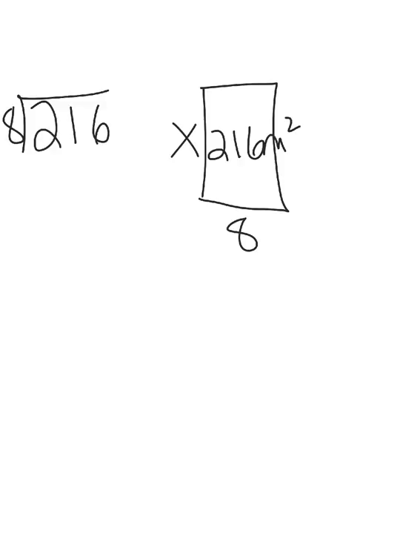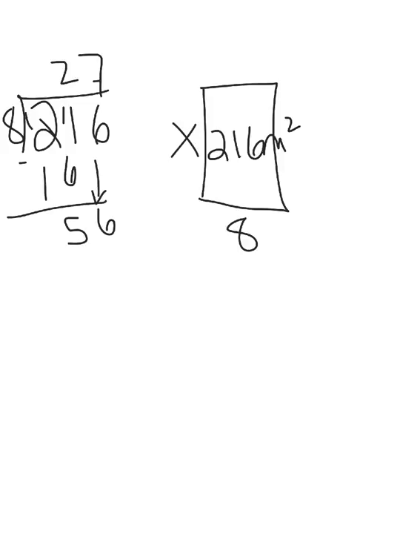So 8 goes into 21 twice. 8 times 2 is 16. I need to subtract, and I have 5 left. I'm going to bring down my 6. 8 goes into 56 7 times, so I know x would equal 27. So the length of the park would be 27 miles.